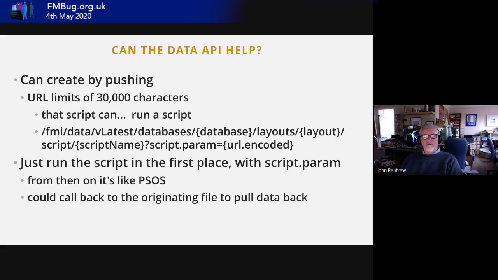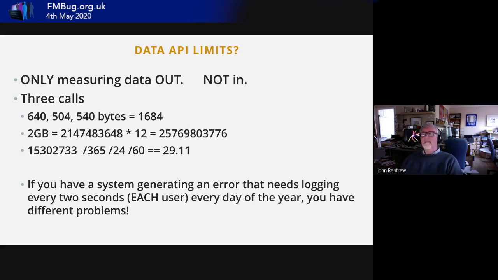And the question that you're all going to ask is, doesn't that kill my data API limit? The data API only measures data going out. It does not measure data going in. So 3 calls to log on to the data API, send a script, get a response, log off, generates from Postman 3 responses of that size, 1684 bytes in total.